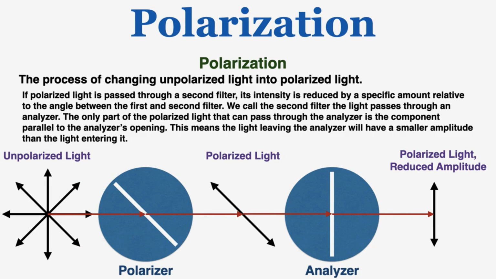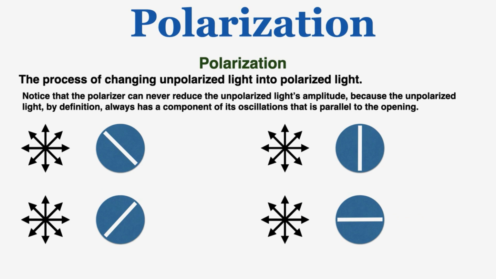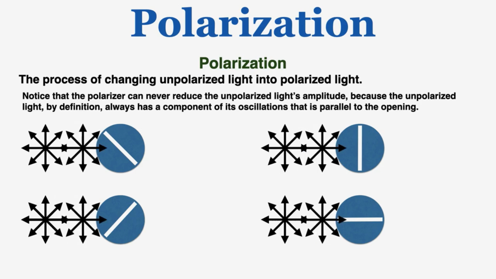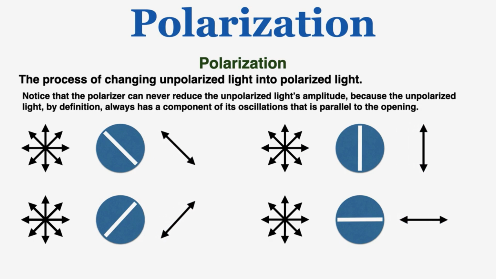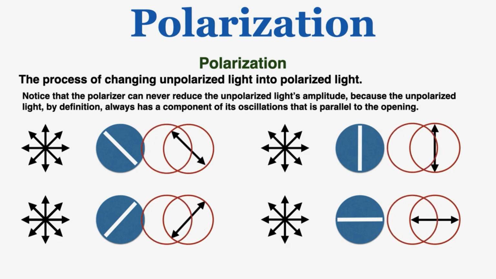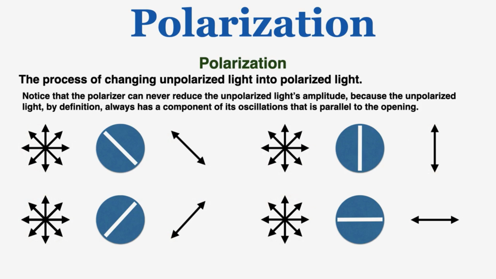So after the light leaves the analyzer, if there's any angular difference between the analyzer and the polarizer, the light will have a reduced amplitude. Notice here that passing unpolarized light through a polarizer cannot reduce the amplitude of the light. No matter the angle, the final amplitude is the same as the original unpolarized light. So the polarizer does not reduce the amplitude. It's the analyzer that does that later on in the second part of polarization.